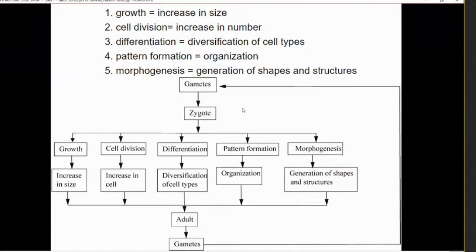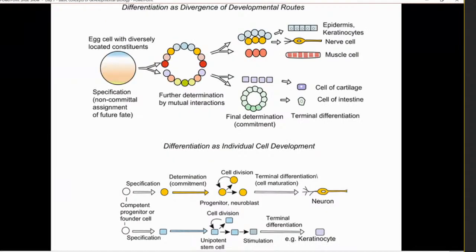Okay. Next, the first step I told, right? Differentiation happens in two ways. One way is the divergent developmental route. Another way is the individual development route. I am telling this in different ways because divergent cell development helps to form various tissues, but individual cell development helps the individual tissue cells, individual cell development.